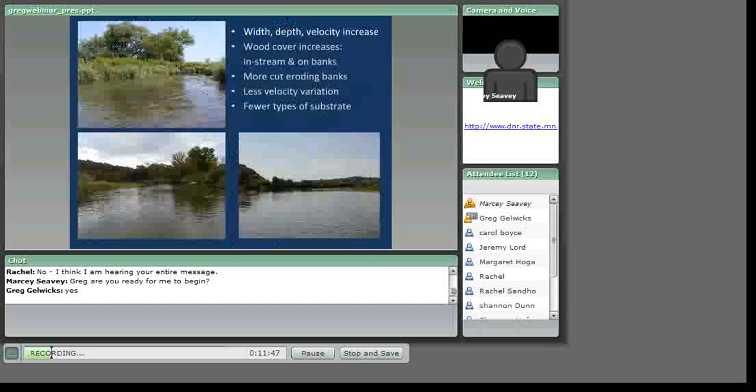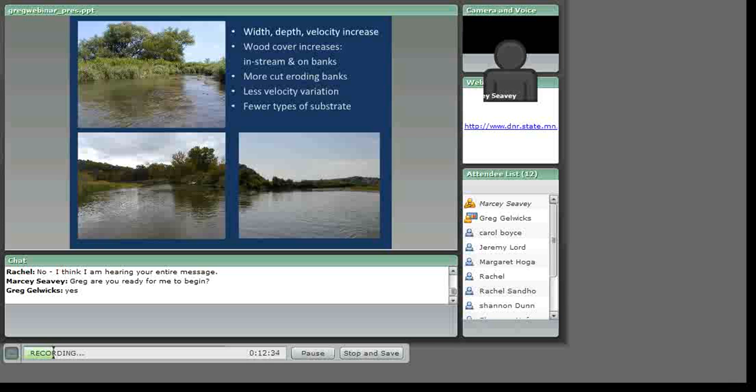And you'll see many changes as you move from upstream to downstream in our rivers. You'll see changes in the width, depth, and velocity. They increase as you go downstream. You'll have an increase in woody cover both instream and on the banks. You'll see more cut eroding banks as you move downstream. And there's less variation in the velocity and also in the substrate, with smaller substrates such as sand becoming dominant as you move downstream, with more of the larger substrates such as gravels and cobble in the upper reaches.